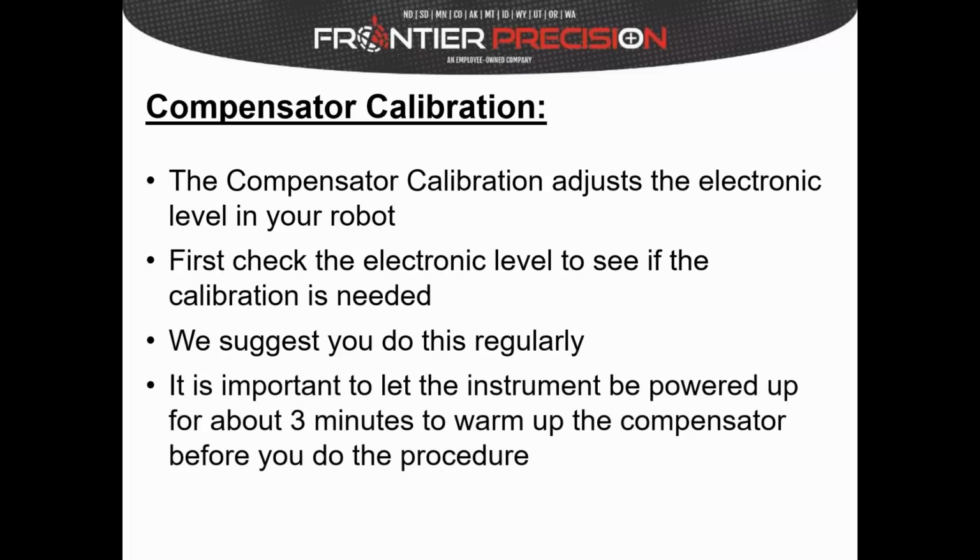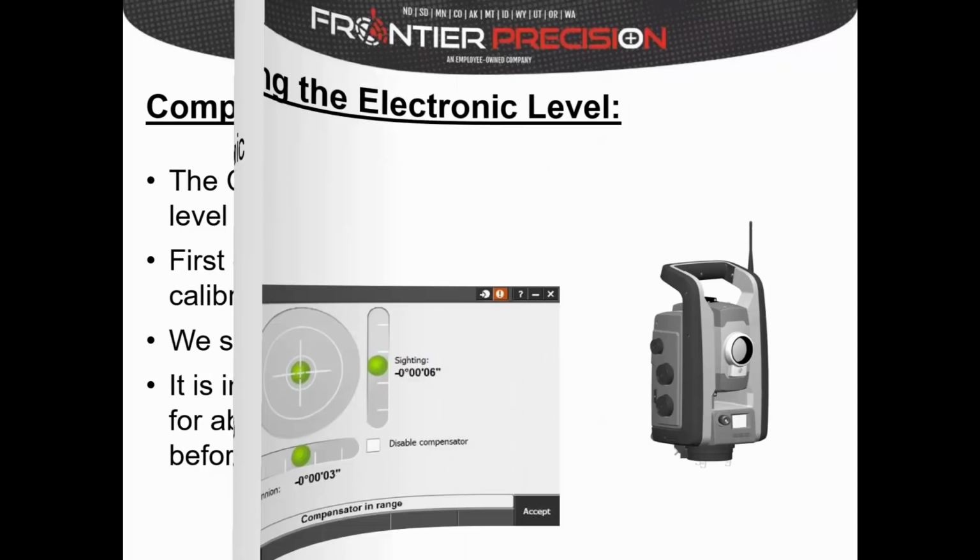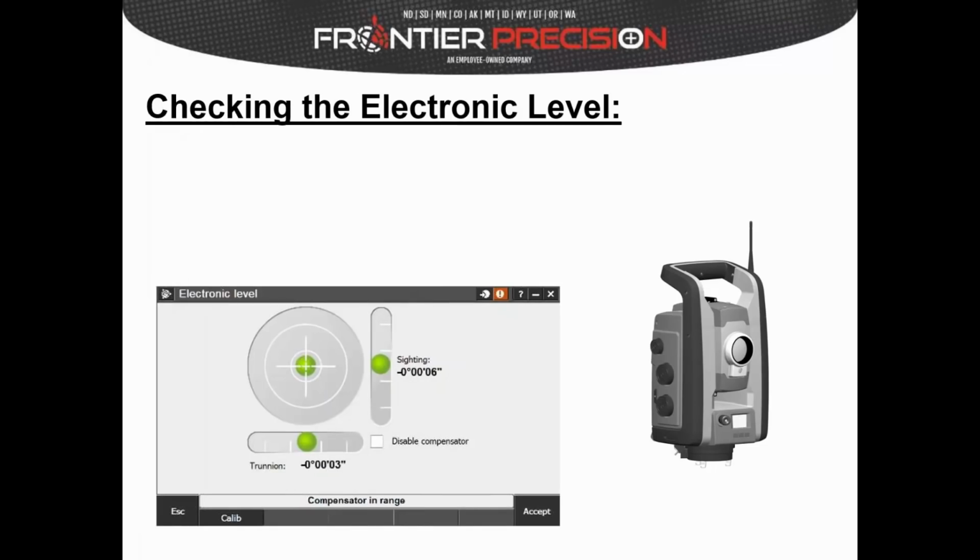It's also important that when you do this collimation, you let the instrument warm up for about 3 minutes just to make sure that the compensator is properly warmed up. I should also note with this one and the other two, you never want to do these on a windy day. If you collimate or do these adjustments on a windy day, you're going to have issues. So make sure you've got a nice calm day when you do these as well. But going back to the compensator calibration, how do we check the electronic level to see if we need to do it? It's actually pretty easy.